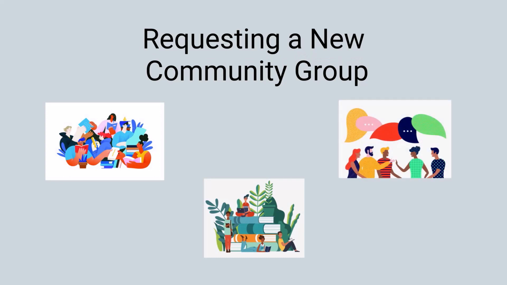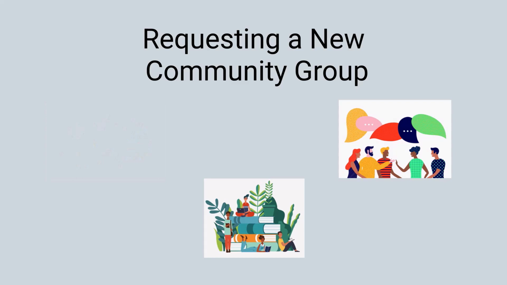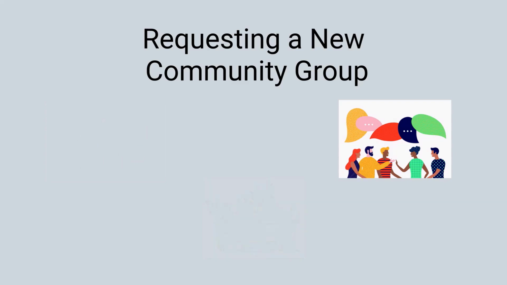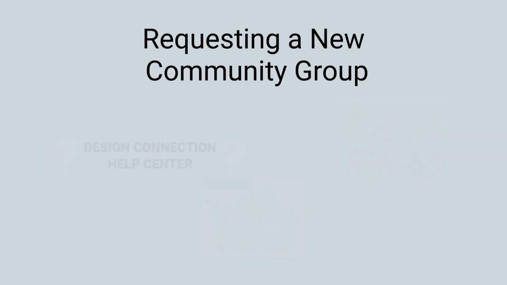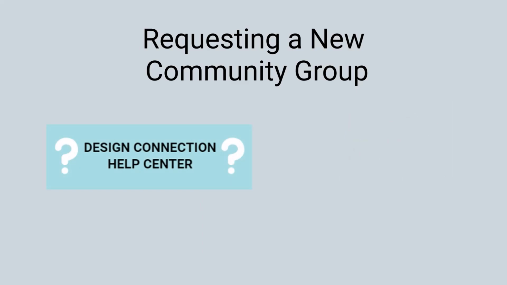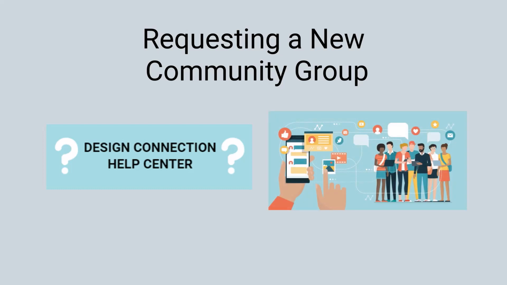If you have a topic in mind that you think would be interesting and popular to users, you can request a new community group using the form in the Design Connection Help Center. Please note that when starting a new group, 2 to 3 community ambassadors are required. Community ambassadors must be committed to moderation and engagement for the new group, as well as developing content posts and discussion starters for members to participate in.